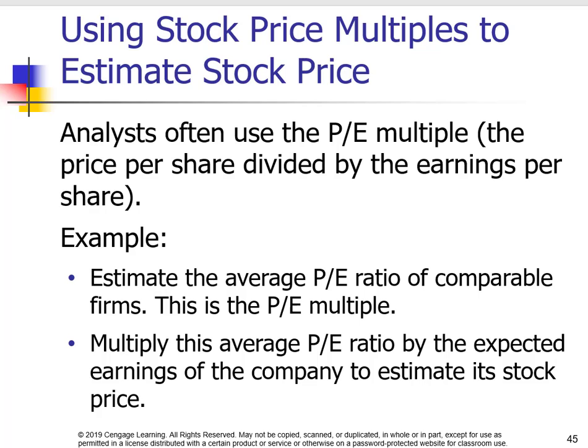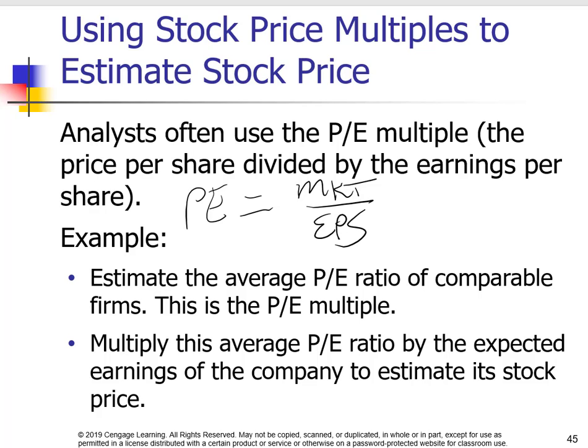So now let's switch gears and talk about what they refer to as multipliers. The most common multiplier is the PE ratio. So again, the idea here is we need to know what this PE ratio is. So let's think about the formula. PE ratio equals the market price divided by earnings per share.